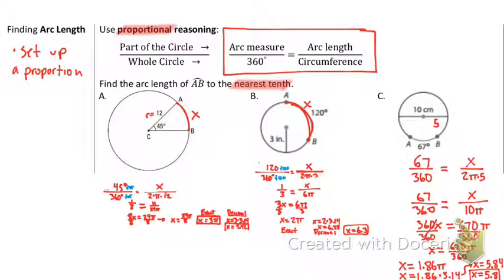Okay, and that is how we find arc length. Remember, set up a proportion using this formula. It's pretty much part of the circle in degrees divided by the whole circle in degrees, and then part of the circle in length divided by the whole circle in length. And you could get your arc length.